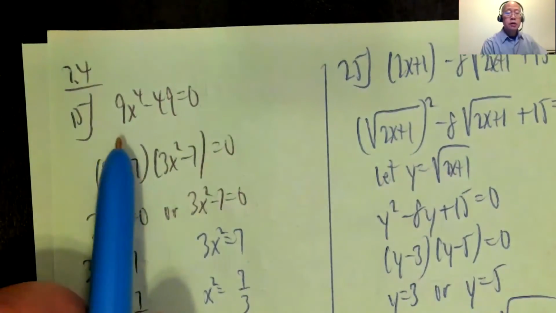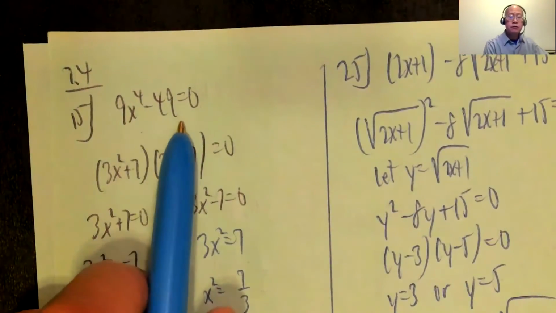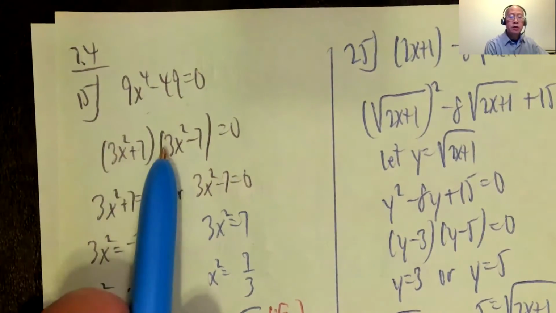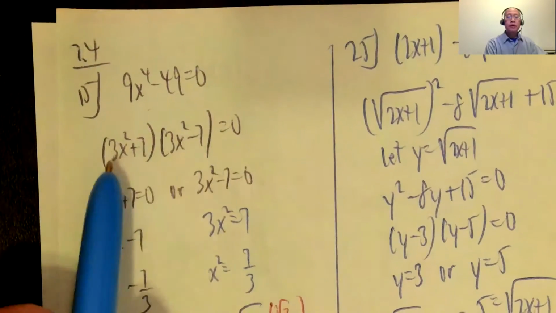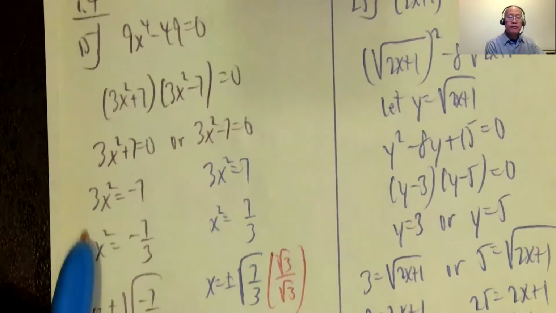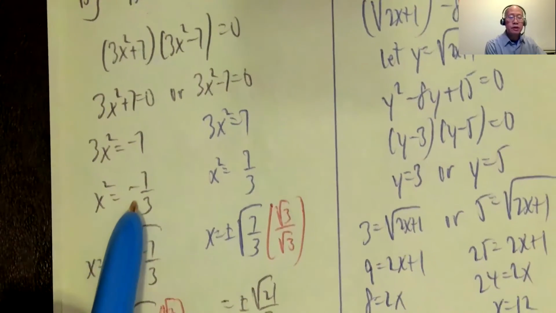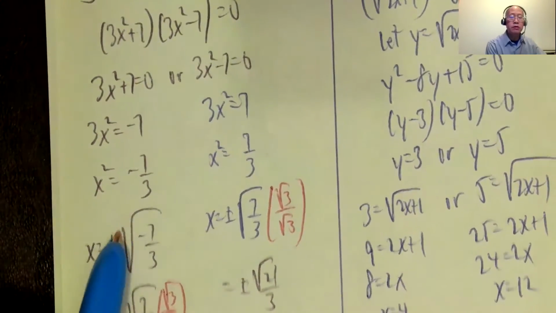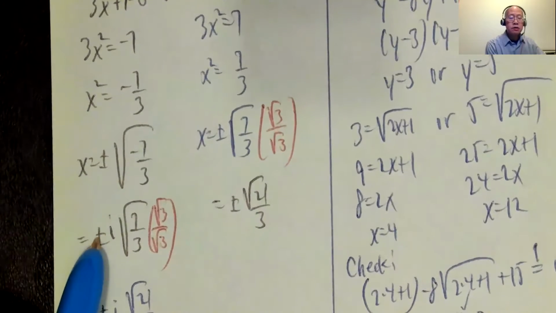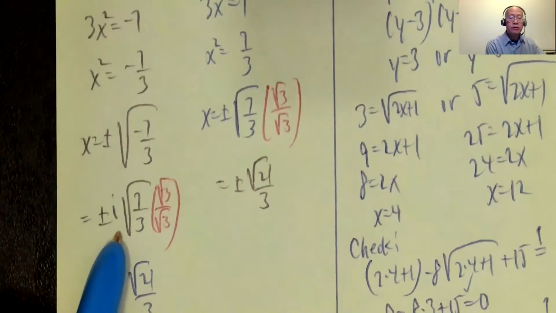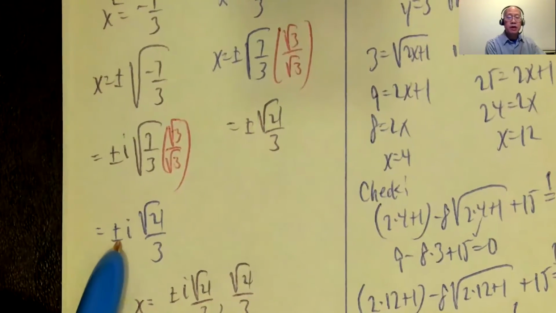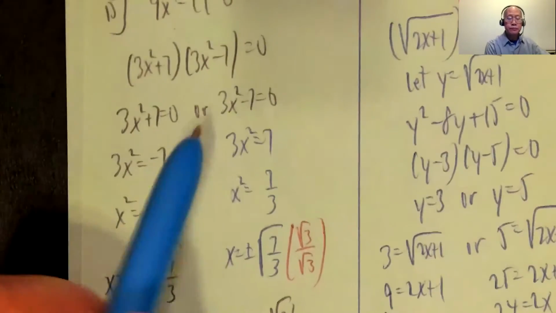7.4, number 15: 9x to the fourth minus 49 equals 0. This can factor into the difference of two squares, (3x squared plus 7)(3x squared minus 7) equals 0. That means either this one is 0 or this one is 0. Subtract 7, divide by 3. X squared equals negative 7/3, so x is plus or minus the square root of negative 7/3. Take the minus sign out as an i, so plus or minus i radical 7 over 3, multiply by radical 3 over radical 3. So plus or minus i root 21 over 3.